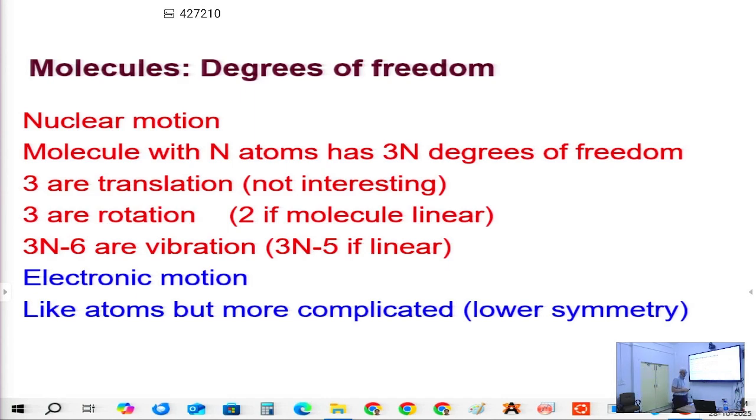So just a warm up for what we'll be doing after lunch, we're going to start doing molecules. And the big difference with molecules is that they have extra degrees of freedom. Basically an atom, besides the electronic motion, can translate in space, X, Y, and Z. So that's actually 3 degrees of freedom.